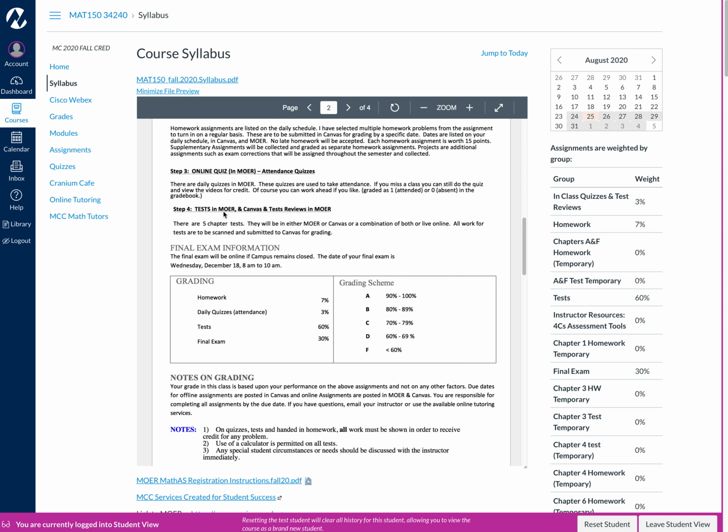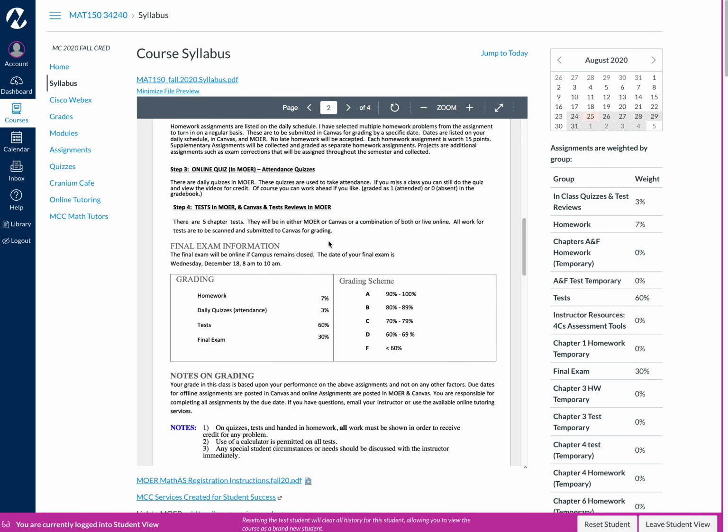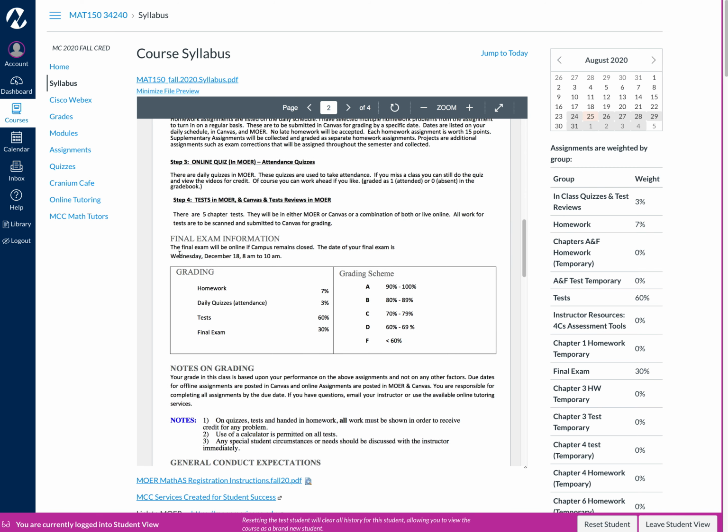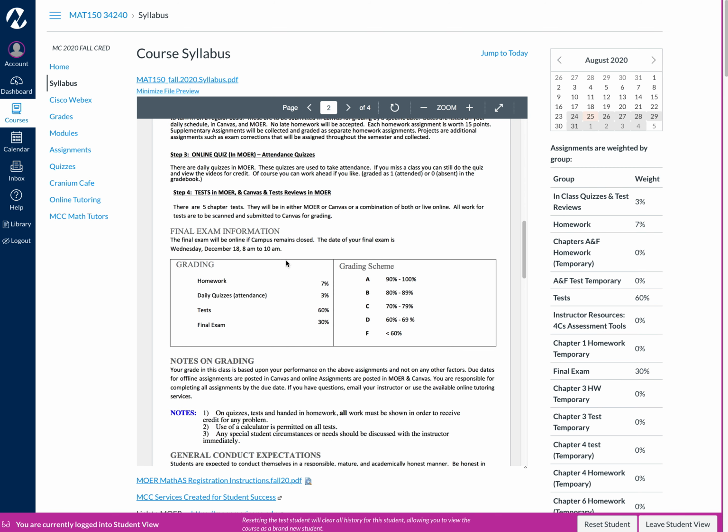Tests, more Canvas: I haven't a clue yet how I'm going to give exams. A lot's going to depend upon what department policy is going to be. When we get closer, I'll have an idea what we're going to do for testing. Final exam: your final exam is Wednesday from 8 to 10, and it will not be on campus. It's going to be online in some fashion.